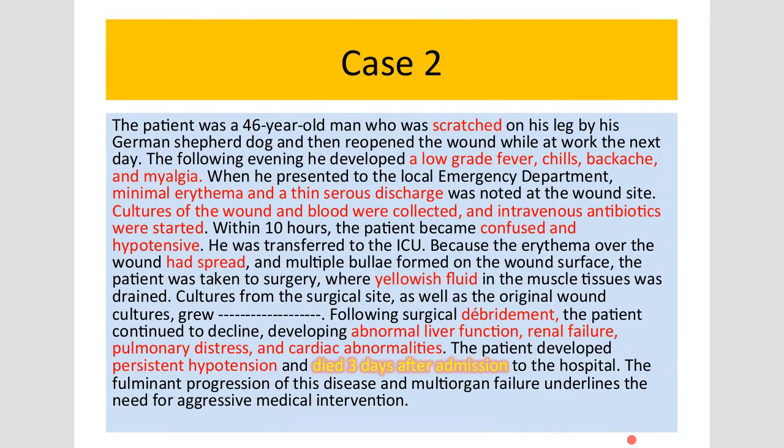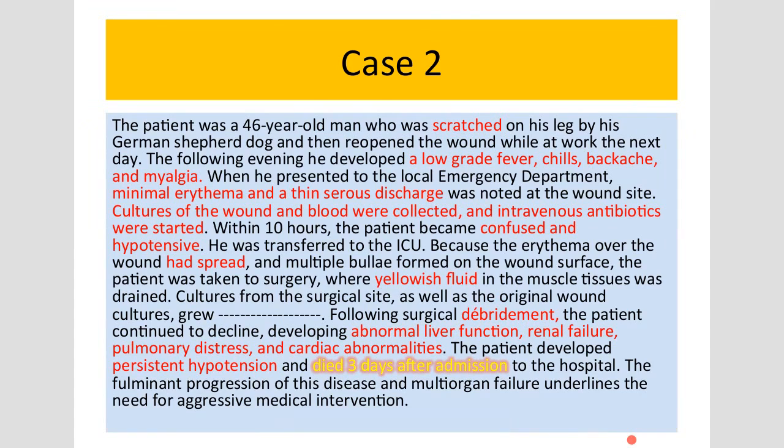You can see from here now. Remember the age of the patient, the sex of the patient, the injury of the patient. These are prototype classical cases, and each one of them is for a purpose. So in this case, you can see a 46-year-old man scratched on his leg by his German Shepherd dog.